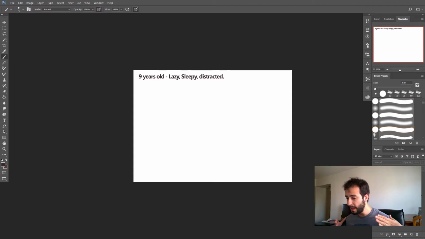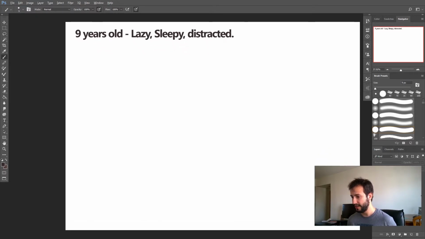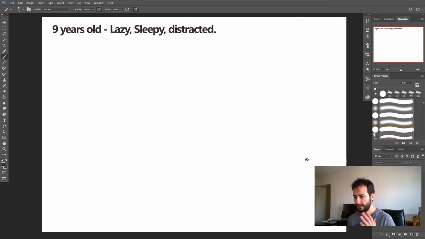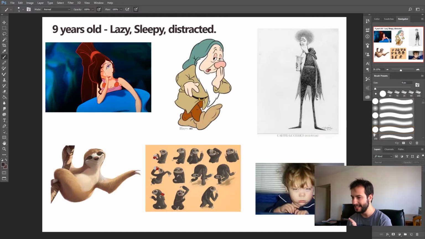Now, I wrote this here on the screen: lazy, sleepy, and distracted. I'm going to put it as big as I can. Lazy, sleepy, and distracted. And what I did was I went to try to find character designs or reference or gestures that would give me an idea of something that I would like. And this is kind of what I found.